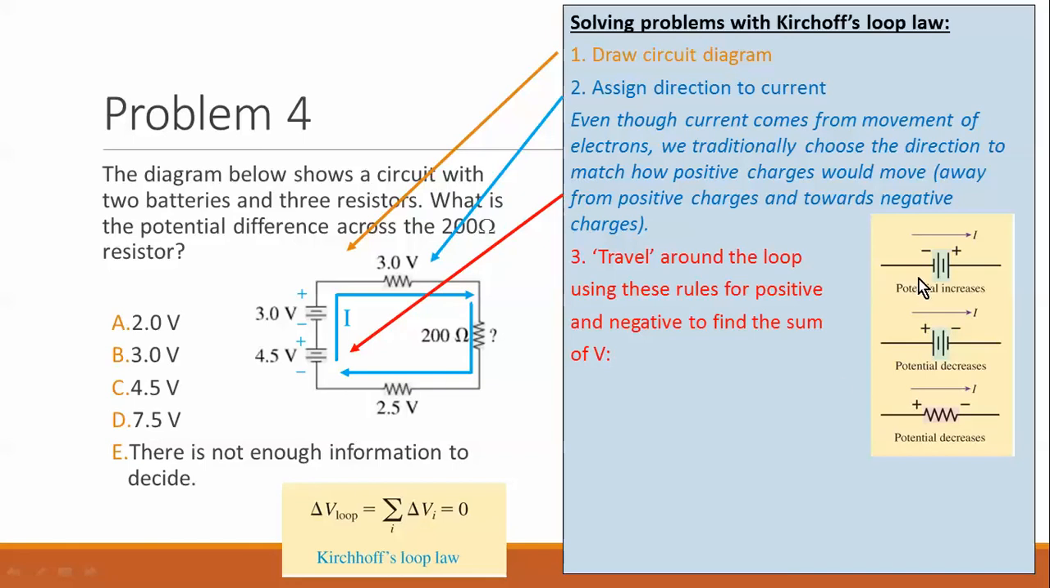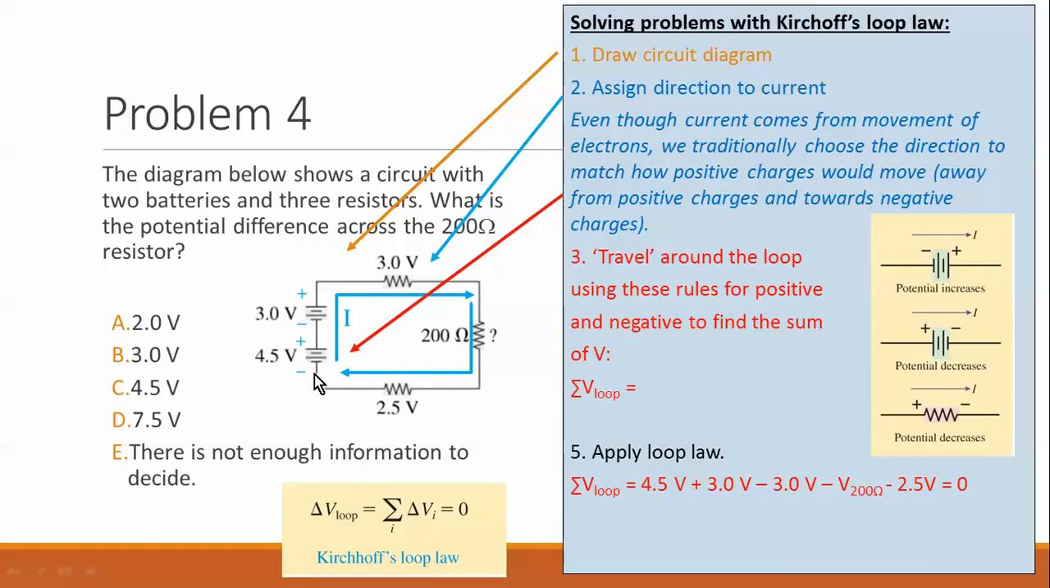And here are our rules. As we go across a battery from negative to positive, our potential will increase. If we go across a battery from positive to negative, let's say this battery direction was switched, we would count that as a negative potential. But in this case, we are still going from negative to positive, so it would be positive. But as we go over a resistor, our potential will decrease, so that'll be negative. So we're going to find the sum of all the potentials of our loop. We're going to apply our loop law, so the sum of all our potentials is going to be equal to 0.